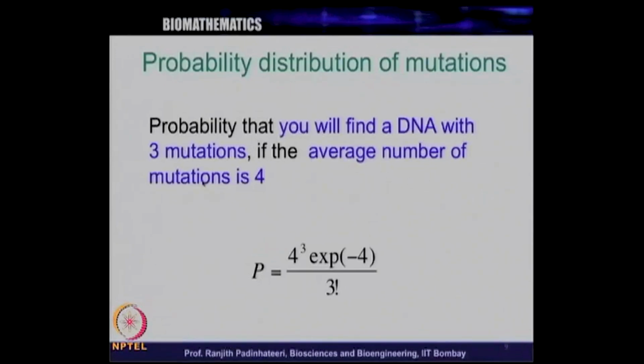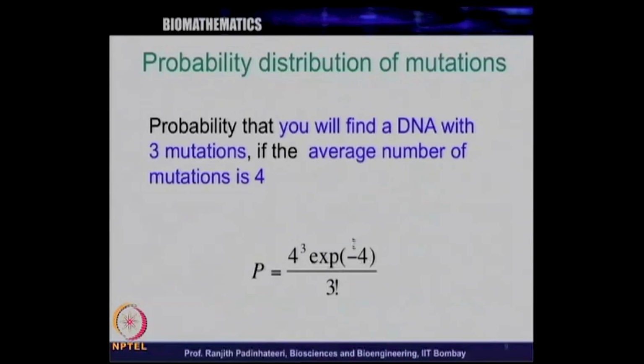The probability that you will find a DNA with 3 mutations, if the average number of mutations is 4, is given by this calculation: 4 power 3 into e power minus 4, divided by 3 factorial. You can calculate this. We will discuss later how this comes about, but for the moment just realize that there is a formula, and this formula is known as the Poisson formula, or the Poisson probability distribution.